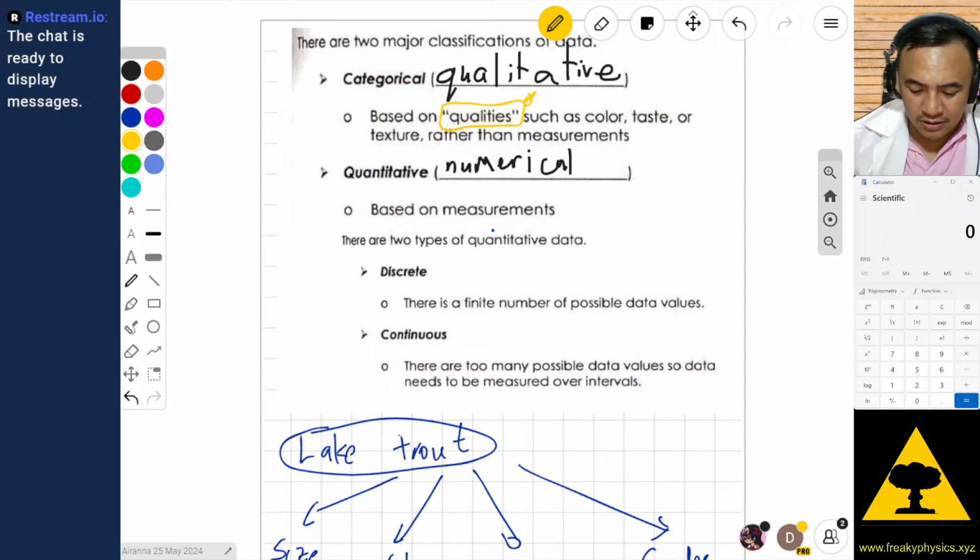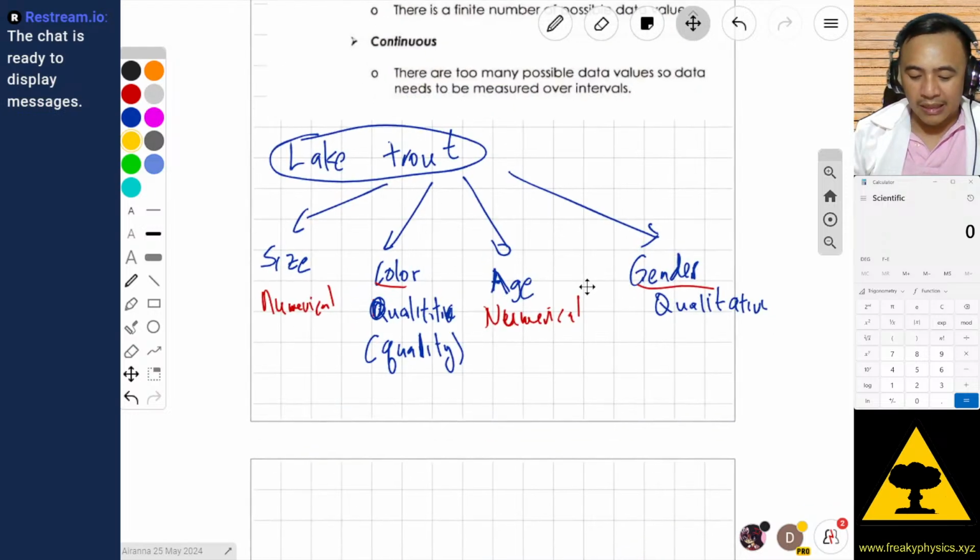Now, the next bit is let's take a look at discrete versus continuous. In mathematical language, discrete would have a finite number of possible values. Continuous means there's an infinite number of possible data values. So let's go back to these ideas here.